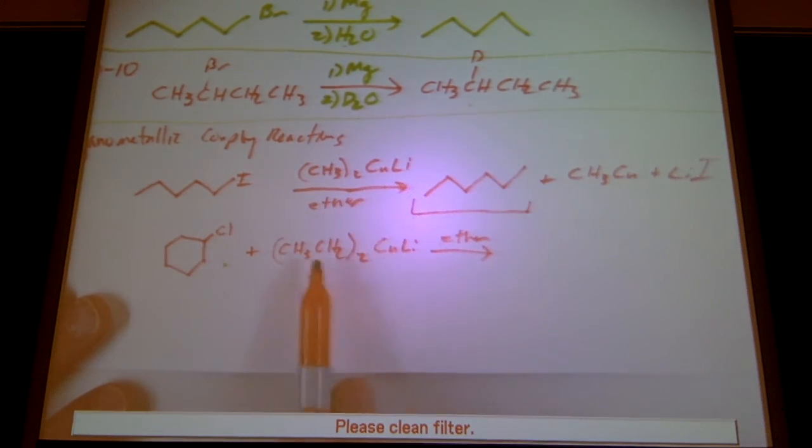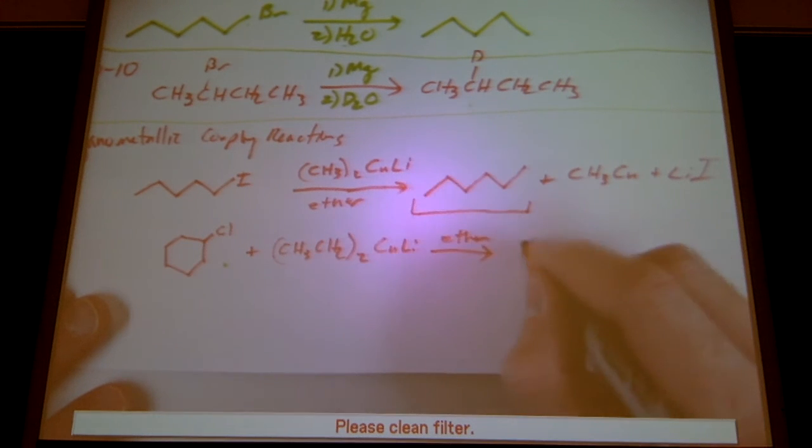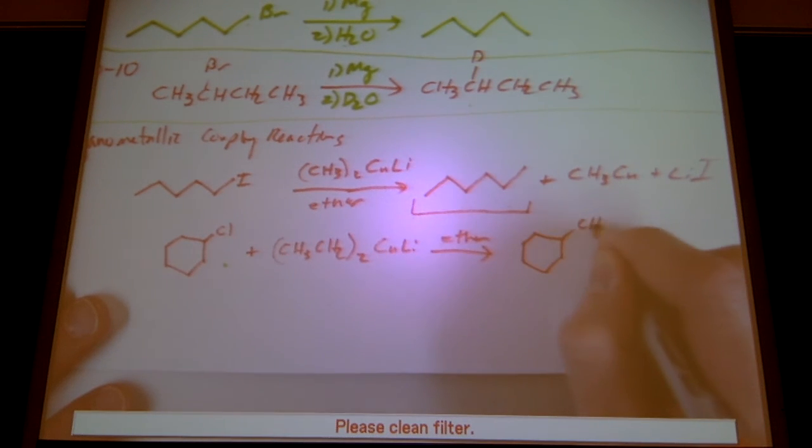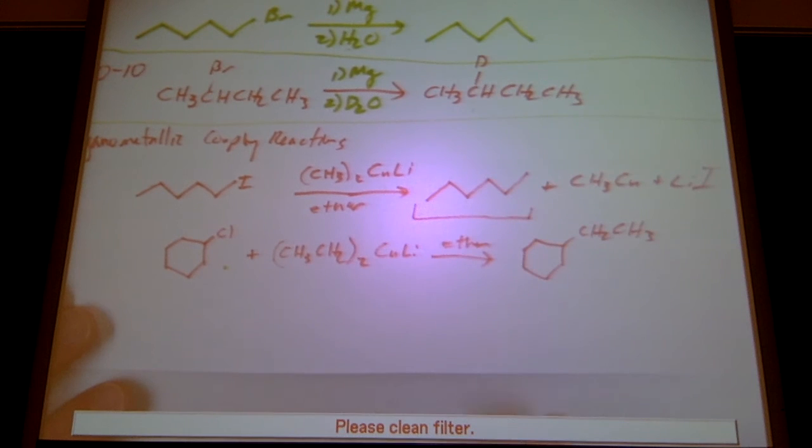Again, I have my diorganocopper lithium compound. So what's in parentheses, CH2CH3, is what replaces my chlorine.